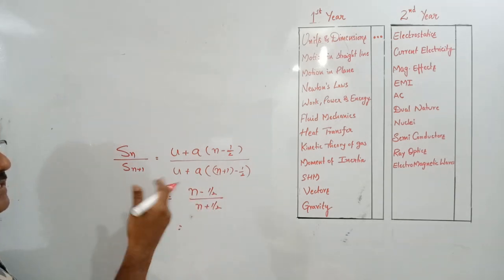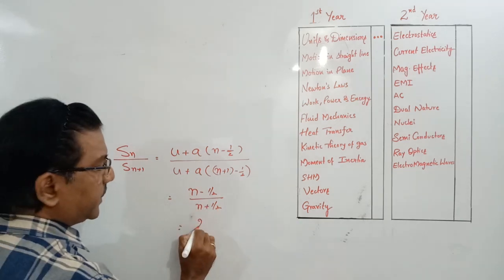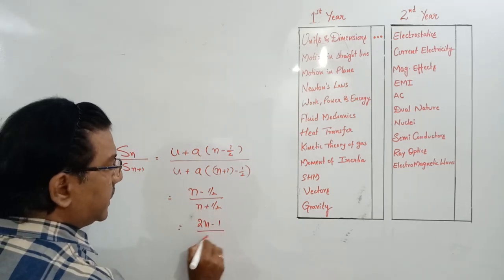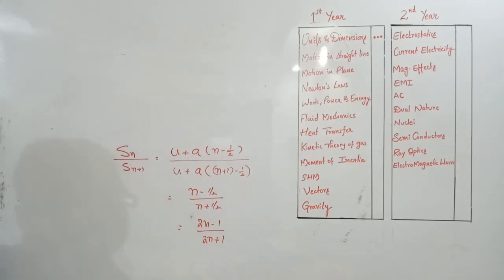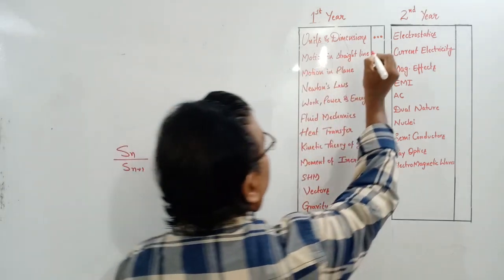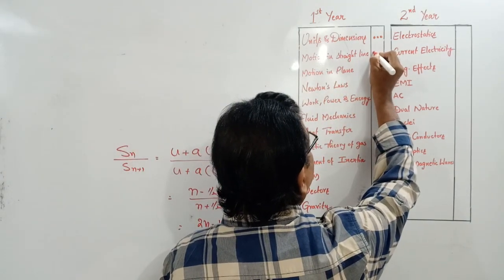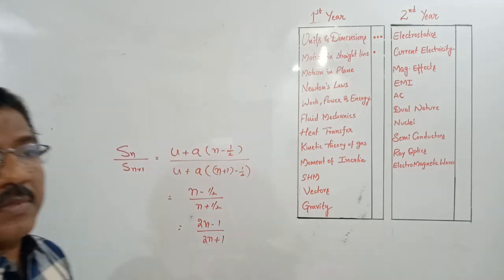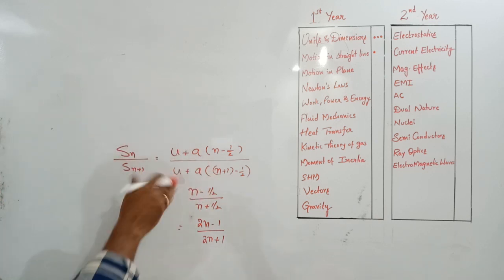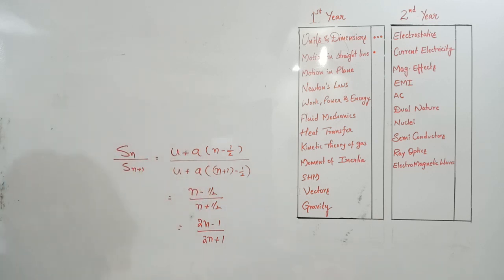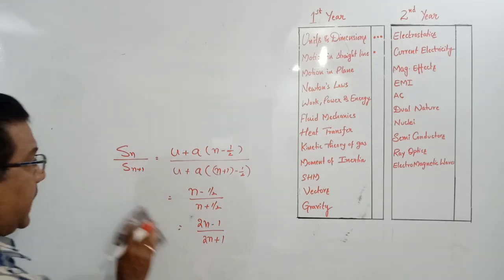But the options are with 2, so multiply by 2: 2n minus 1 by 2n plus 1. How much working is there? How much concept? How much application? Direct formula, because we derived this. Sn is equal to u plus a into n minus half. That we derived. After that multiplication, we can write 2n minus 1 like so. Based on that only I explained. Four questions. Direct four questions. Next.